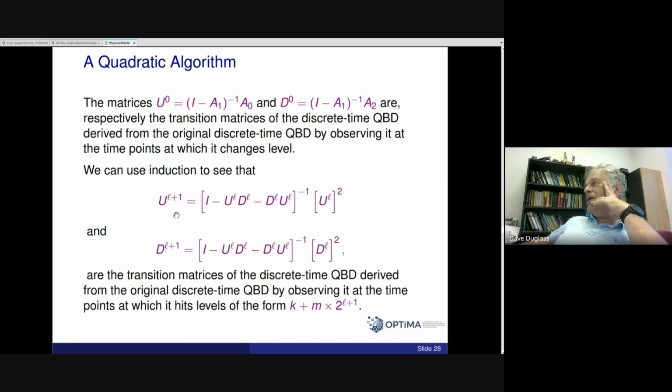And you can use induction to see that these matrices U and D are actually transition matrices of the discrete time Markov chain that we get if we look at the original one only at the time points in which it hits levels of the form k plus m times 2 to the L plus 1. So again, it's about taboo. We look at the original Markov chain and we look at it just at particular time points, and there when it hits these levels that are actually going up in a sort of coarser grain. The difference is 2 to the L plus 1 between each level that we actually observe the chain.